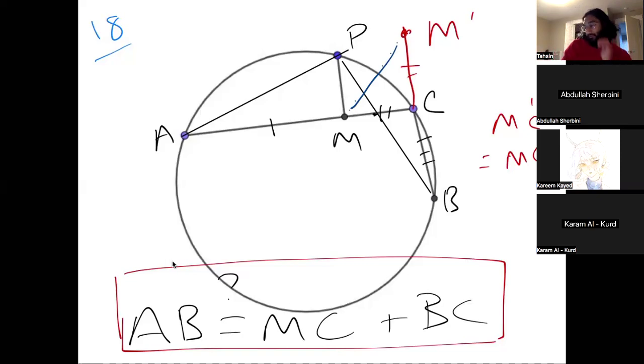Yeah, okay. So it could work, but I don't see any way forward. I don't know how to take advantage of this condition that AP equals PB. Maybe it could work, maybe not. Any other ideas? But what we should do, we should definitely extend something or add a point, something like that, so that it becomes easier.